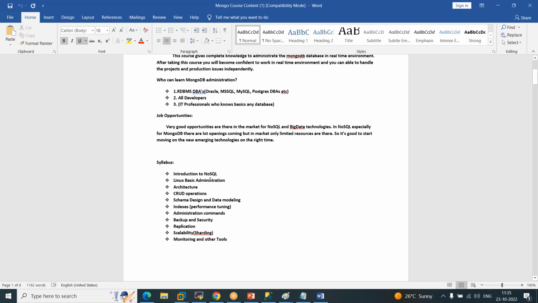So the first thing is introduction, and the next thing is Linux basic administration. Mostly you are not familiar with the Unix platform, because this product mainly runs on the Unix flavors. So a lot of people are unfamiliar with them. So in the next three classes, I'll make you understand. If you know those basics, that's enough to operate this product on the Unix flavor.